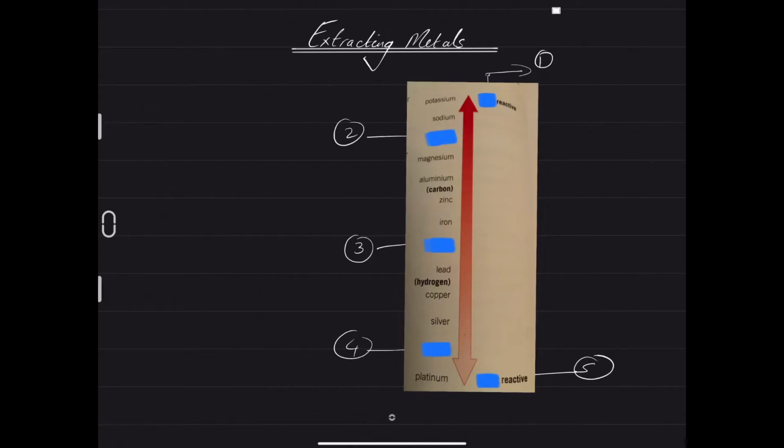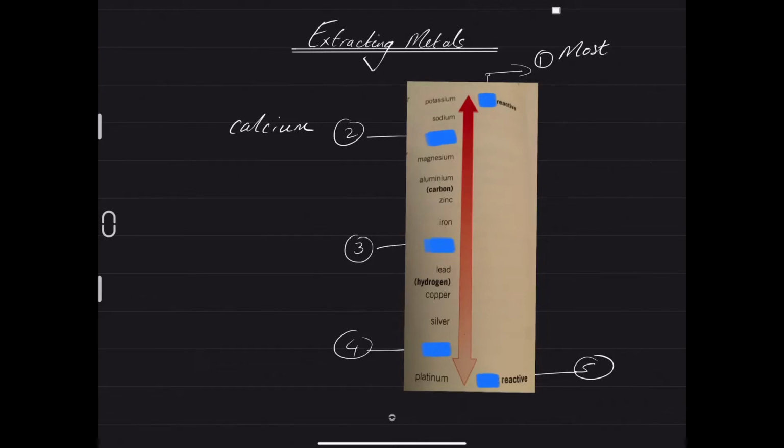Okay, so if we take the first one, this diagram is showing us the reactivity series of metals. At the top of the arrow, we have most. So the most reactive metals are found at the top. So it should be most reactive. Number 2, this would be the metal calcium. You should remember that calcium is above magnesium and below sodium.